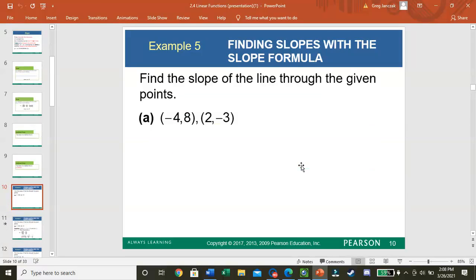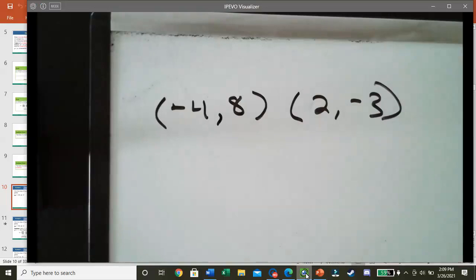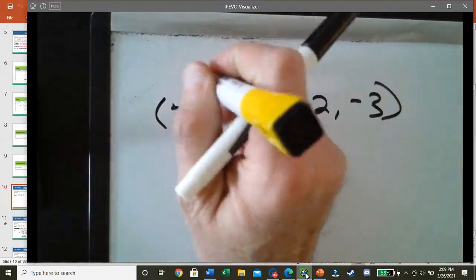All right, find the slope of the line given 2 points. Let's look at that. We've got -4, 8, and 2, -3. First thing we do is label these points x1, y1, and x2, y2.